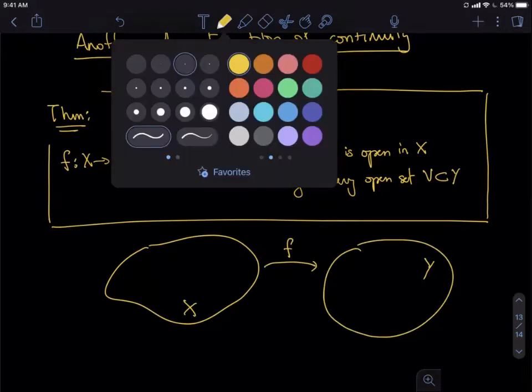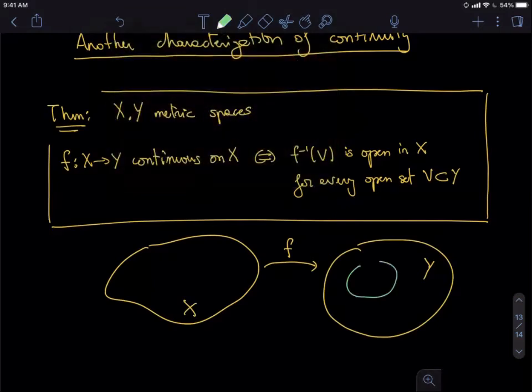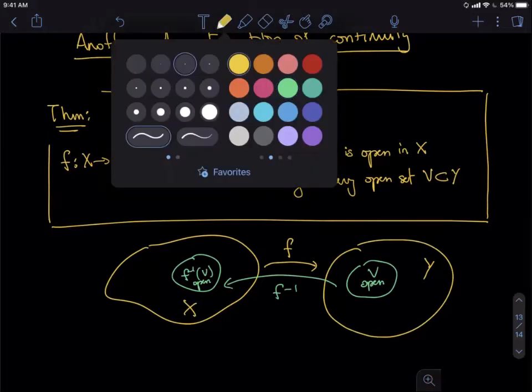What we are saying is that given any V that is open in Y, its inverse image is an open set in X. Then that is equivalent to continuity.